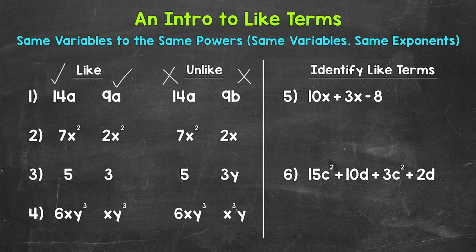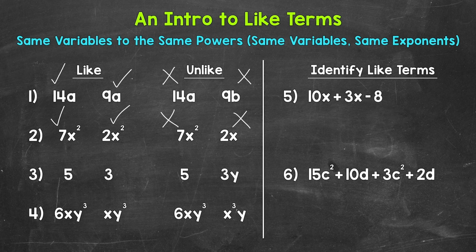These two terms have different variables, so they are unlike terms. Let's move on to number 2, where we have 7x squared and 2x squared for the like terms. Now, these two terms have the same variable of x to the same power of 2, so these are like terms. Now, for the unlike terms, we have 7x squared and 2x. We have the same variable of x, but for 7x squared, that x is to the power of 2, and then for 2x, that x is to the power of 1. So these are unlike terms.